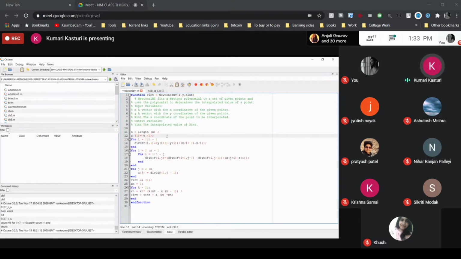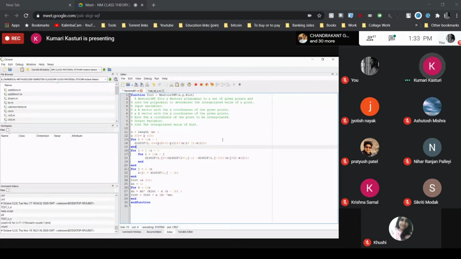A1 is given in the question itself, that is nothing but the first element of the y values. So whatever the first element of the y values is will be assigned to a1. Then the code is written using two for loops. Please let me clarify that.